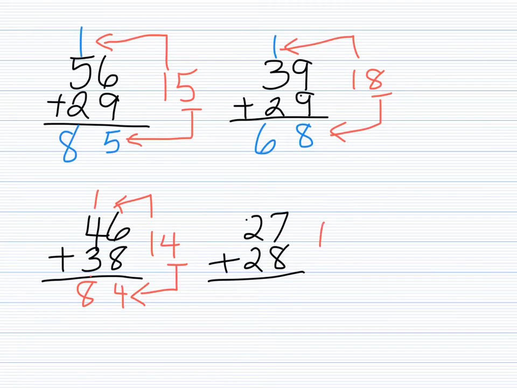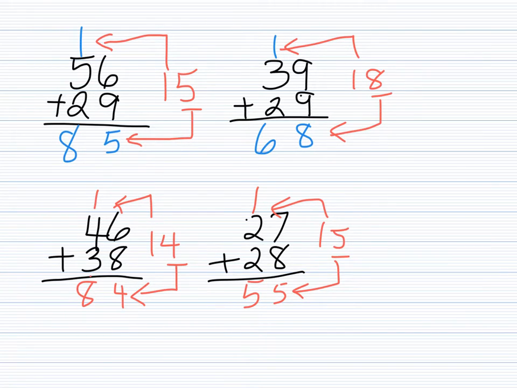So this one would be a 16. I'm sorry, not a 16, a 15. A 15, the 5 would go here. The 1 would go here. And then we have a 2 and a 2, which is a double. 4 plus 1 is a 5.